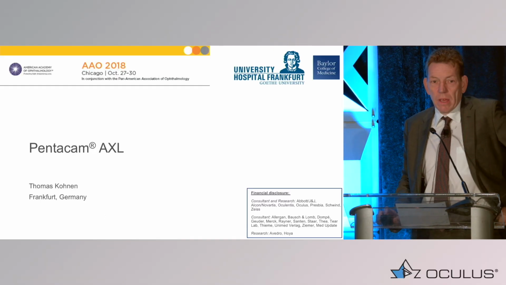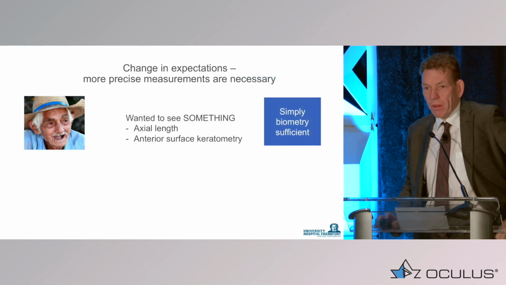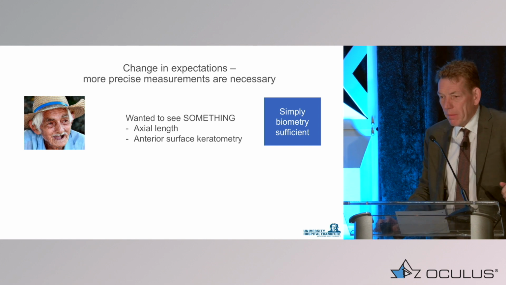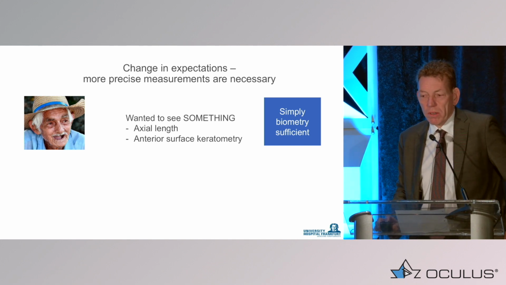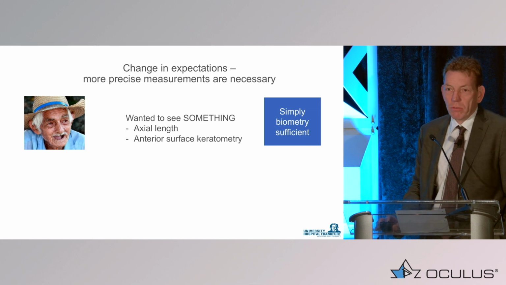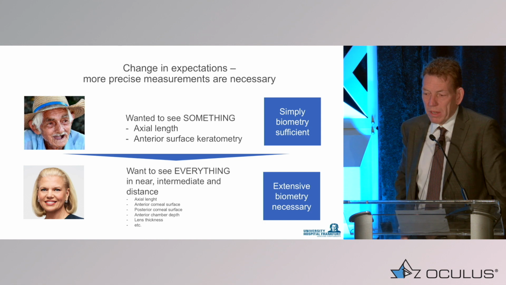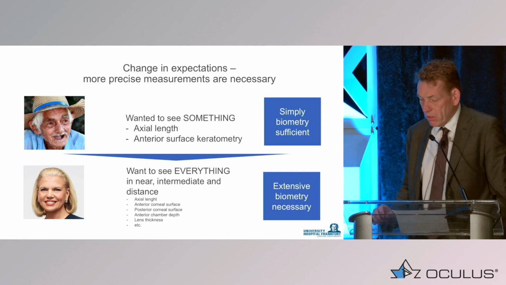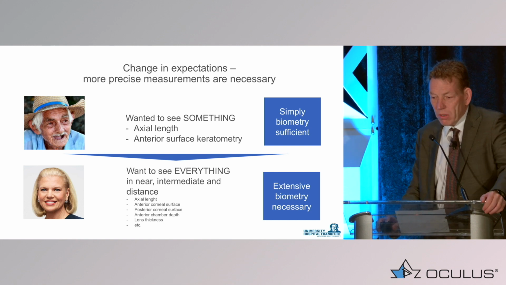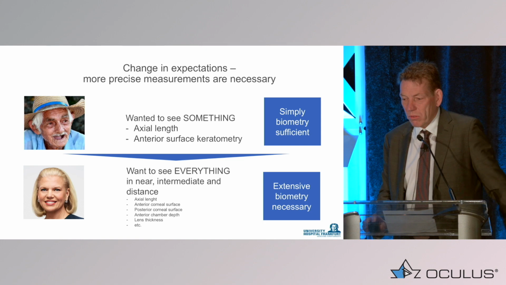We will start with the Pentacam AXL financial disclosures: we consult for Oculus. As Jack pointed out, we have expectations now of more precise measurements. The times when simply biometry was sufficient are over. I think we need to go forward. Everything is in the direction of near, intermediate, and distance visual acuity. Extensive biometry is necessary in order to get the information and get the outcomes correct.